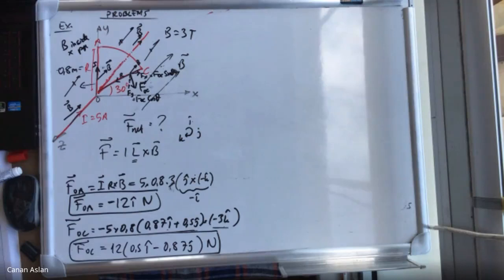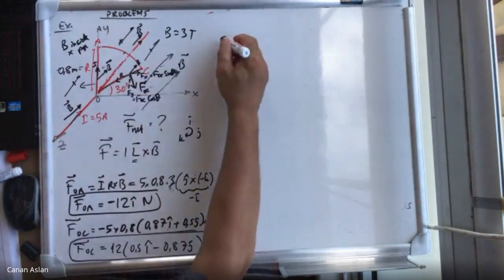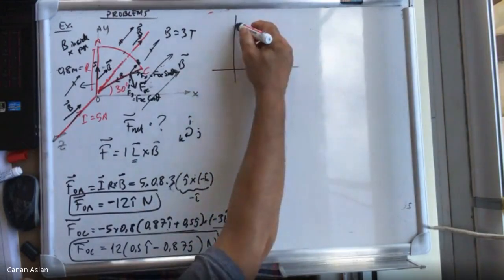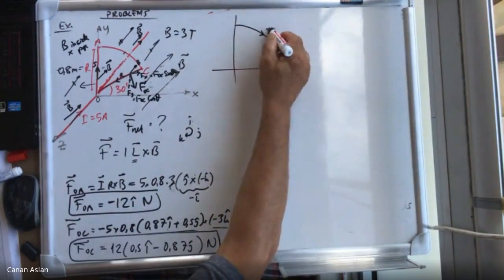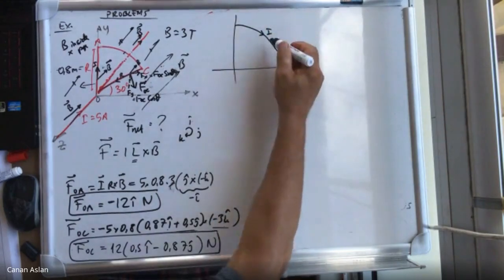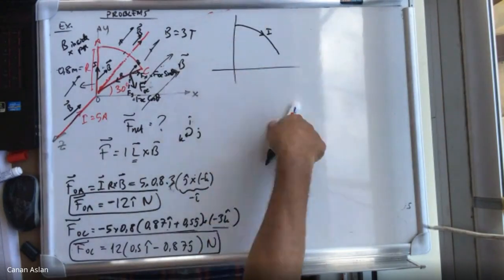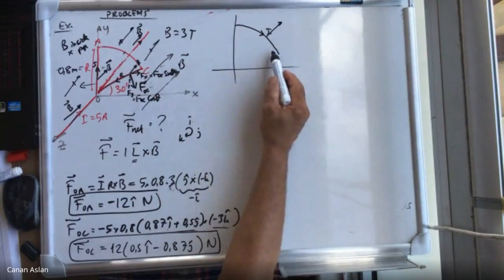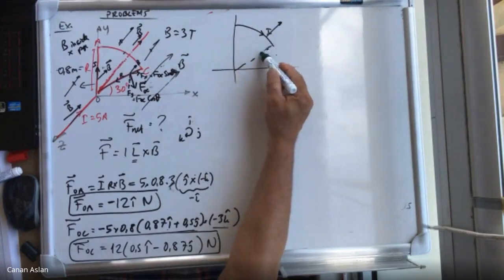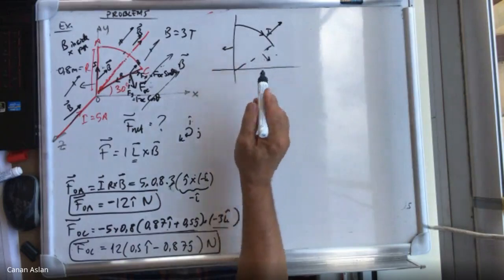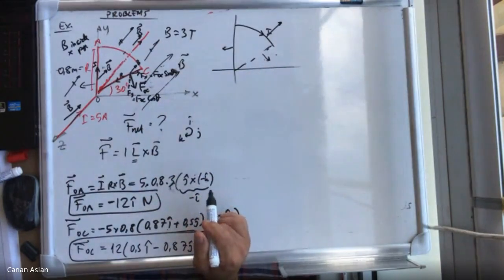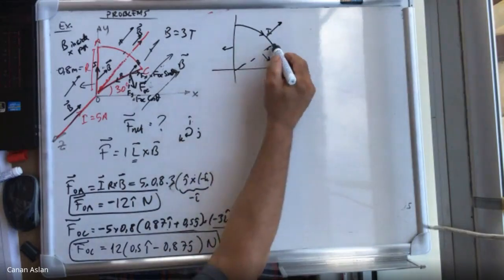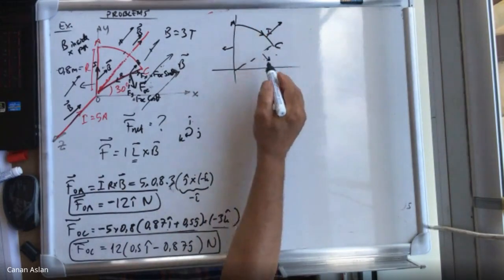Then F_AC. Now how can we get this force here? Let's draw this part again. The current is this way, and the magnetic field is inside. So I cross B gives you this force. The force is always perpendicular, it's away, right? The force is like that, like that. So it's like they have a pulling effect from three sides. So don't forget, this is A and this is C. This is F_AC.